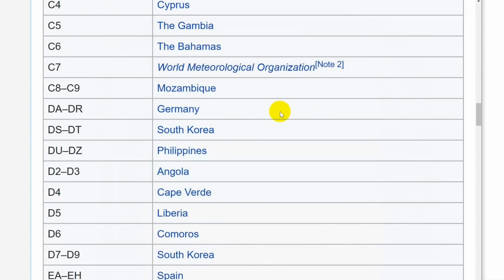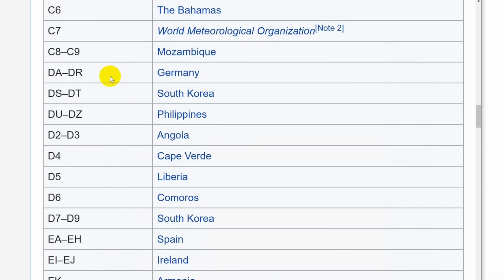The Gambia, there aren't that many places around that use those as part of their prefix. The Bahamas, okay. Germany, DA through DR. Now you'd think they'd get all of D, but like I said, this is more along the lines of a post-World War II kind of thing, and Germany had just been defeated, and they were reduced in the number of prefixes they had.